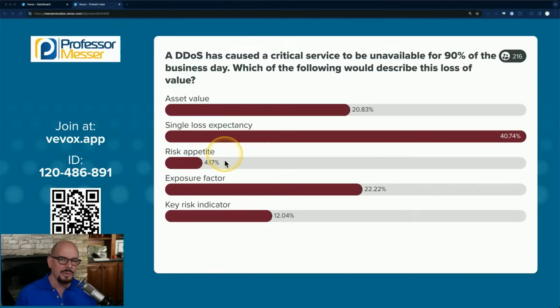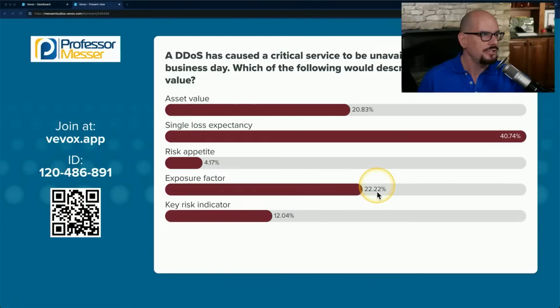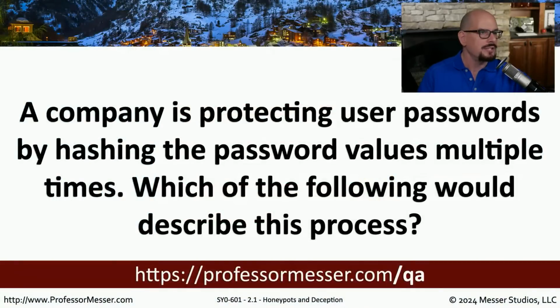Our answer here, the one we were looking for, was the exposure factor, and 22% of you got that one absolutely right. Let's see if we can bounce back. Let's do another question and see how we do with this next question that asks, a company is protecting user passwords by hashing the password values multiple times. Which of the following would describe this process?